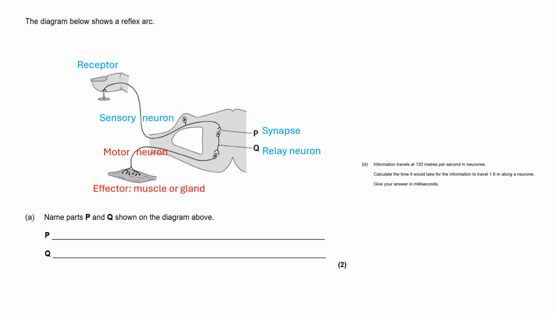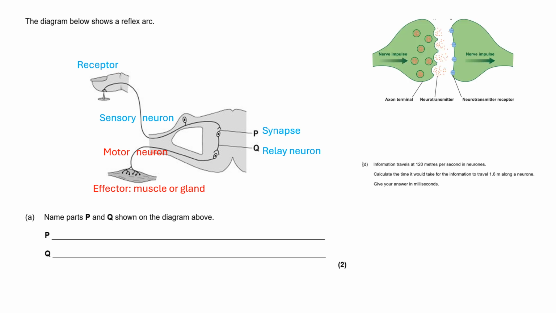The effectors are the parts of the body that bring about a change. This could be either the muscles, which is for movement, or it could be a gland, for example, controlling blood glucose levels. This question specifically asks you to name the synapse and the relay neuron. However, they could ask you to identify any parts of that diagram.